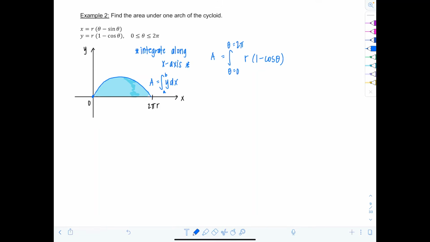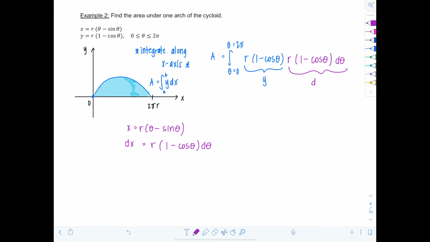And then I need dx. So let's figure out what dx is. So this is y. And now let's find dx. Since x is equal to r times theta minus sine theta, dx is going to equal, now r is just a constant, okay? So leave it alone. Now we're differentiating with respect to theta over here. So I'm going to have r times 1 minus cosine theta d theta. So that's dx. I'm going to plug that in right here. So I've got r times 1 minus cosine theta d theta. This is my dx. Good?